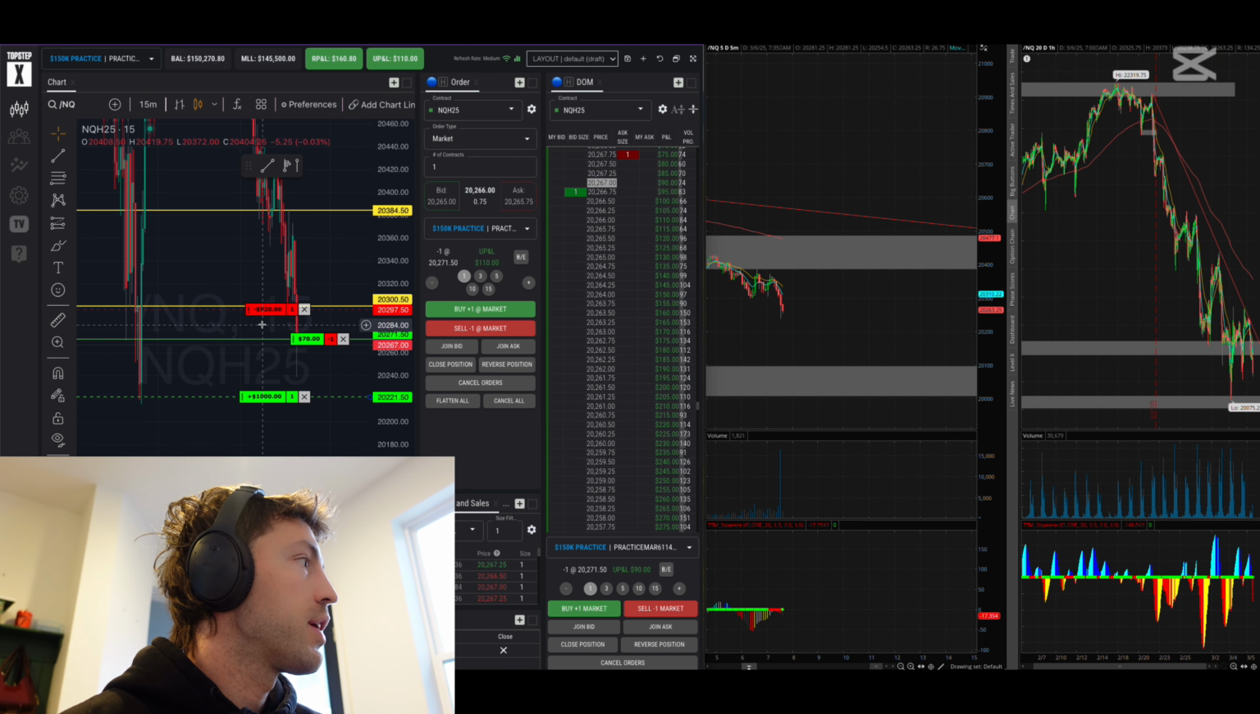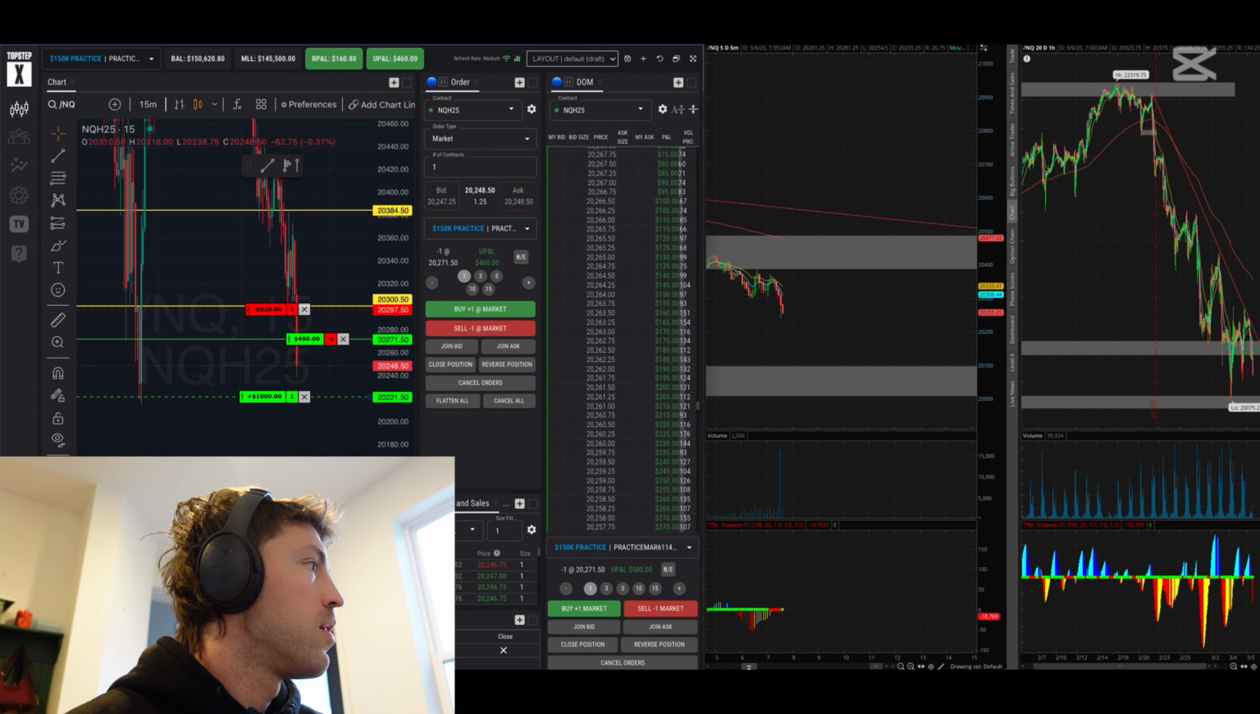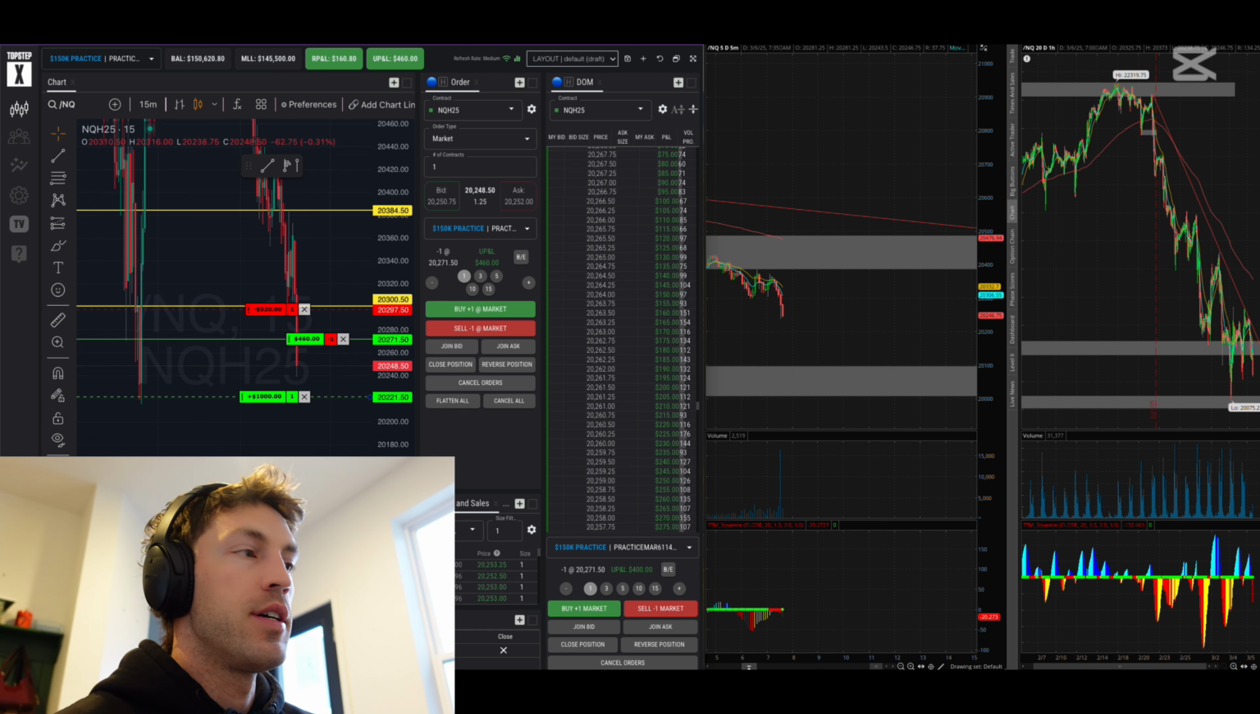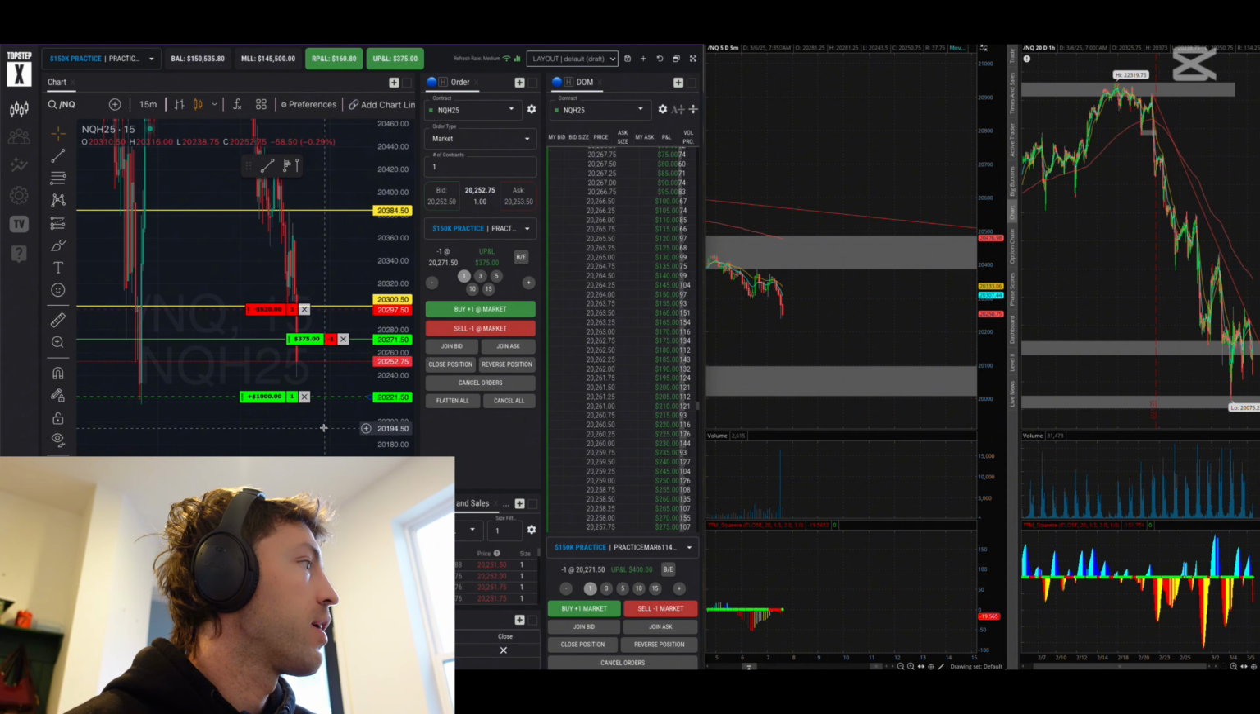So again, still risking $500. And now we're at our 1-to-1 risk to reward ratio. You can take profit here. If you have not taken profit, I think it is totally fine to take profit.